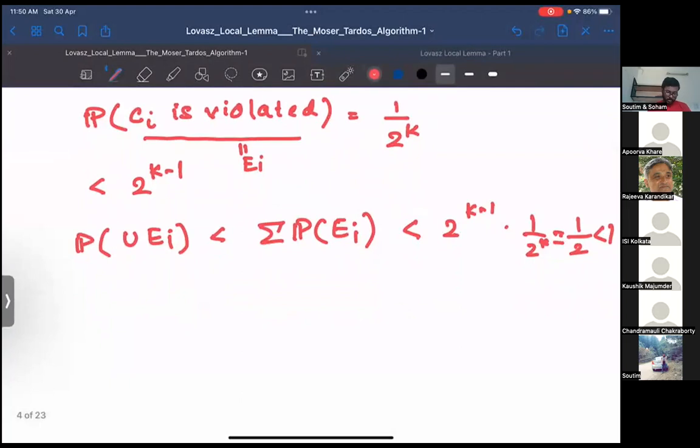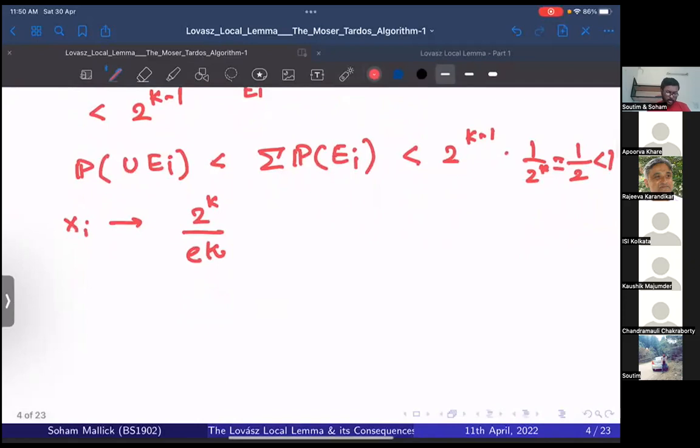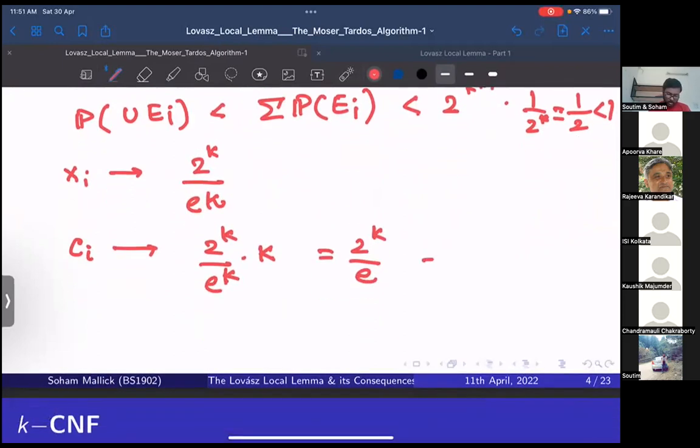However, we have a stronger version, namely, if any xi appears in at most 2 to the power k by ek many clauses, then this result also holds, that we can find such an omega. So this follows from LLL. If each xi appears in at most 2 to the power k by ek clauses, a clause Ci would be dependent on at most 2 to the power k by ek into k many clauses, which is 2 to the power k by e. This will be my dependency number. The dependency number will actually be less than this.